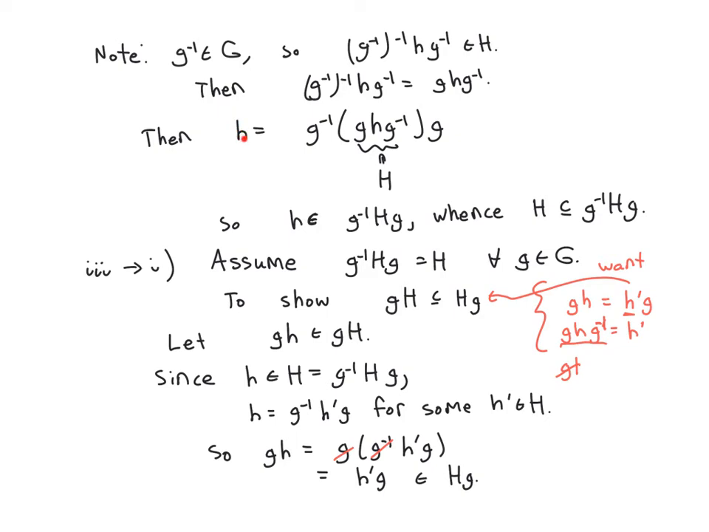And, of course, h itself is given by this calculation. In particular, if I call this thing h prime, it's an element in H. And so I've rewritten h as a conjugate of something in H, which is exactly what I wanted. So h is in this set, and so capital H, the subgroup, is a subset of this set.